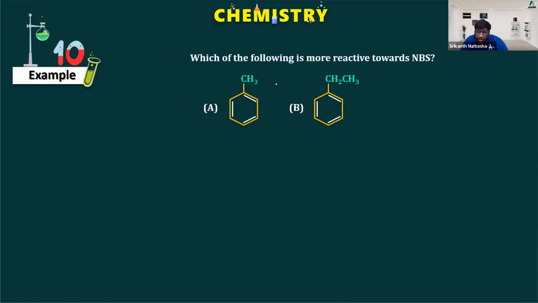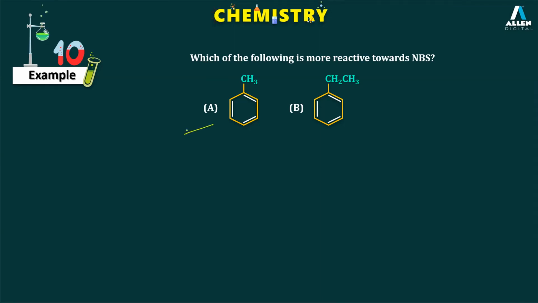Which of the following is more reactive towards N-bromosuccinimide, NBS? B or A? B. Why? Because it will show resonance as well as hyperconjugation.